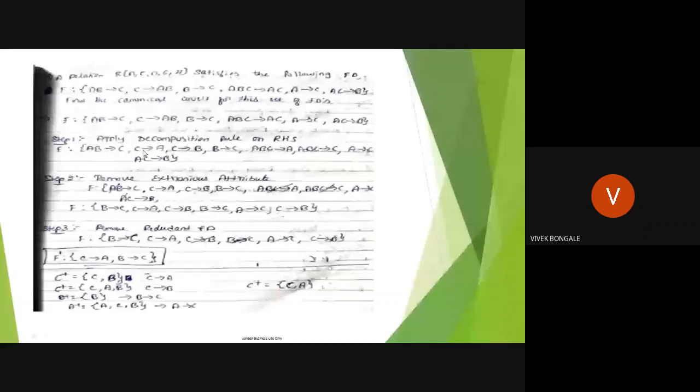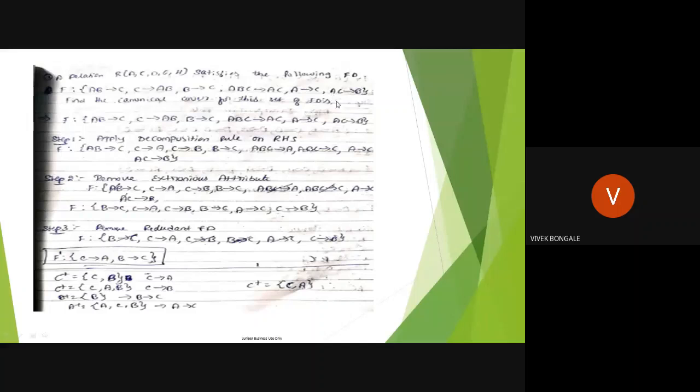Okay. They will ask a question like this. A relation R, sorry, I have missed the B here, A, B, C, D, E, F, H satisfies the following functional dependency. What is the functional dependency they have given? A, B determines C, C determines A, B, B determines C, then A, B, C determines A, C, then A determines C, then A, C determines B. This is the functional dependency they have given.